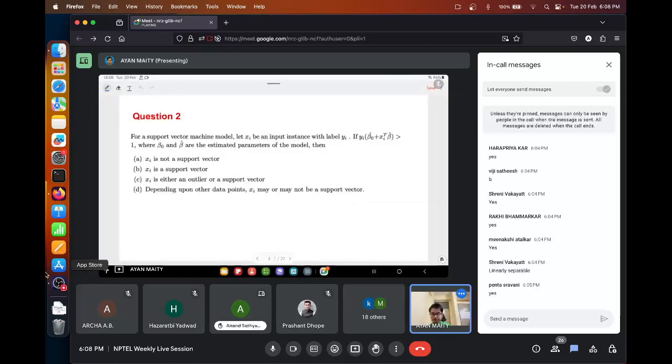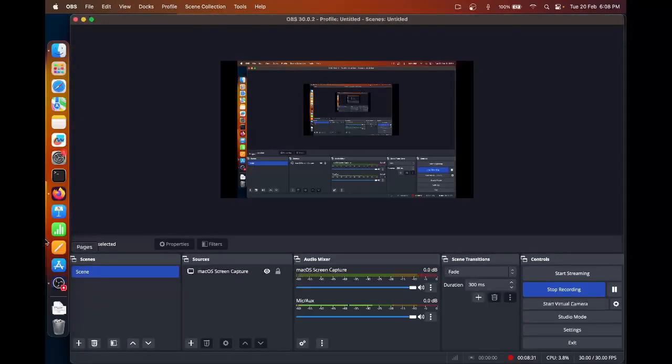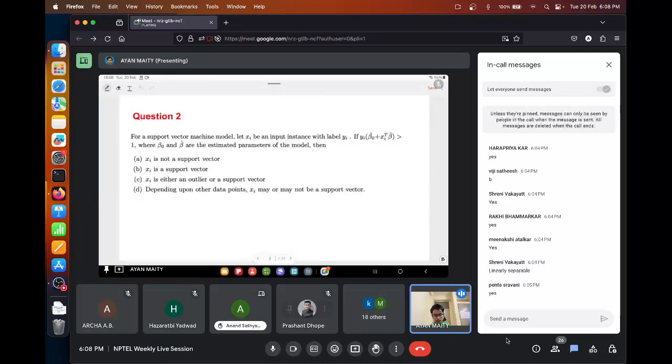Now question 2. So this is on support vector machines, SVM. For a support vector machine model, let xi be an instance with label yi. If yi times (beta 0 hat plus xi transpose beta hat) is greater than or equal to 1, where beta 0 and beta are the estimated parameters of the model, then there are four options. Xi is not a support vector, xi is a support vector, xi is either an outlier or a support vector. Depending upon the data points, xi may or may not be a support vector.